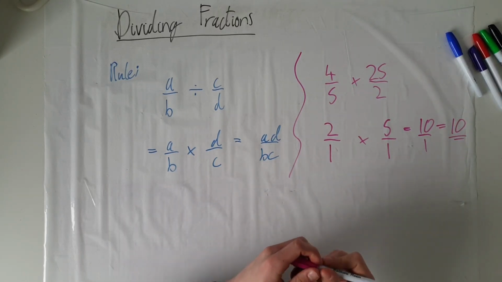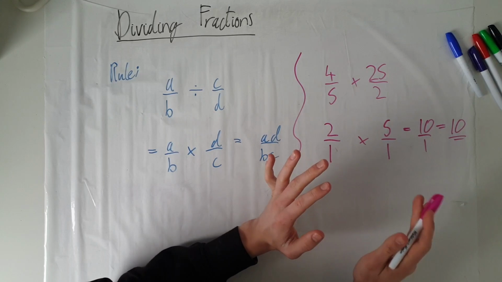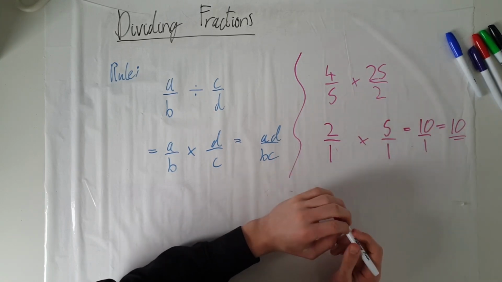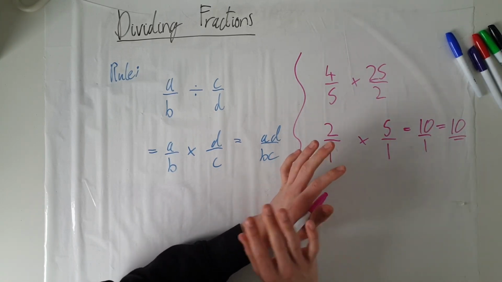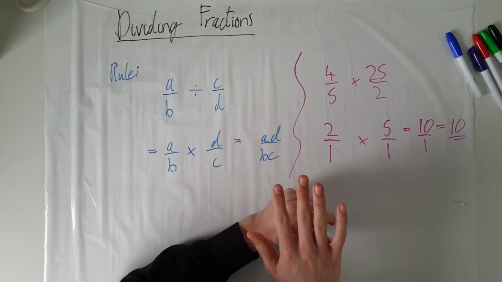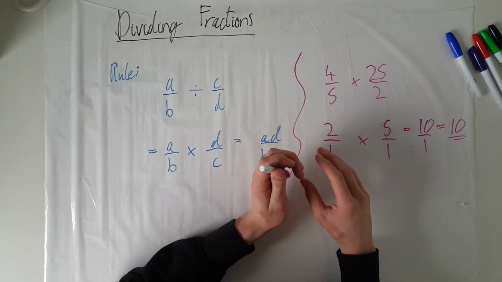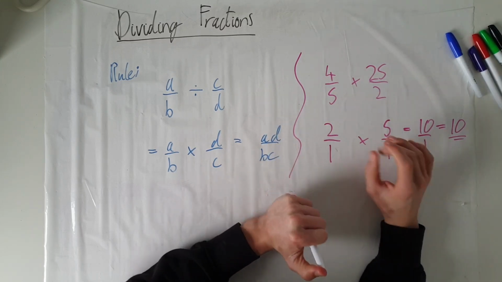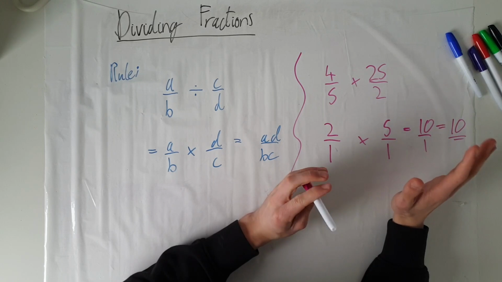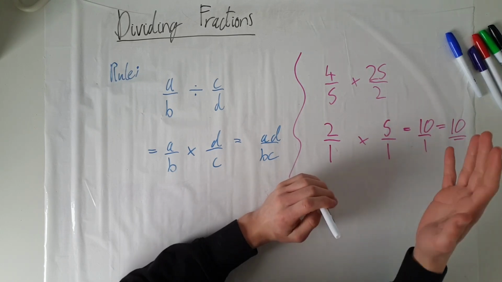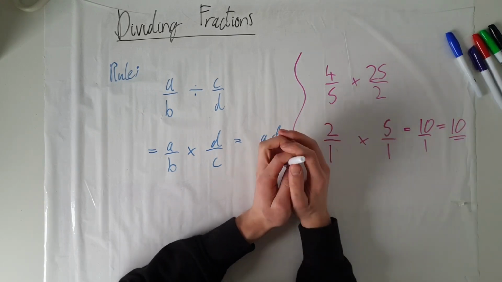Now, this will make your life a lot simpler, and it is always good to look for opportunities to cross-simplify like this, because it will make the questions way easier, especially when you get to questions with huge numbers and you don't have a calculator. It becomes very difficult very quickly, but you can really make it a lot simpler by cross-simplifying.